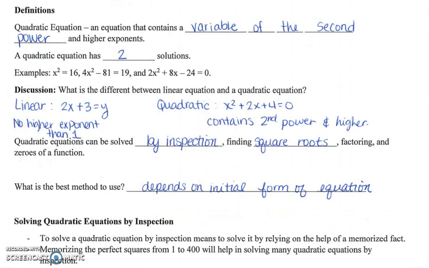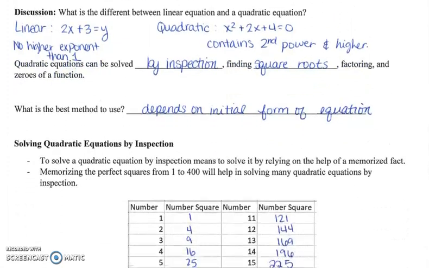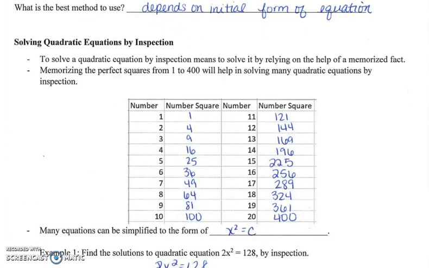To solve a quadratic equation by inspection means solving it by relying on the help of memorized facts. So this is memorizing perfect squares, and you've got a table there that you can fill out. So 1 squared is 1, 2 squared is 4, 3 squared is 9, 4 squared is 16, 5 squared is 25, 6 squared is 36, 7 squared is 49, 8 squared is 64, 9 squared is 81, 10 squared is 100. That's probably the bulk that I knew when I was in high school.